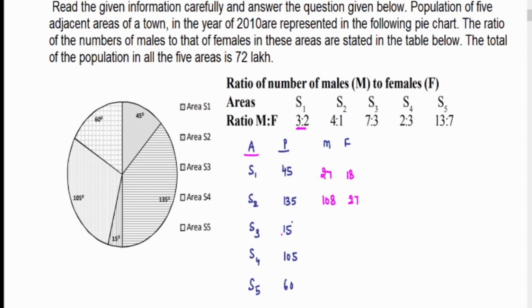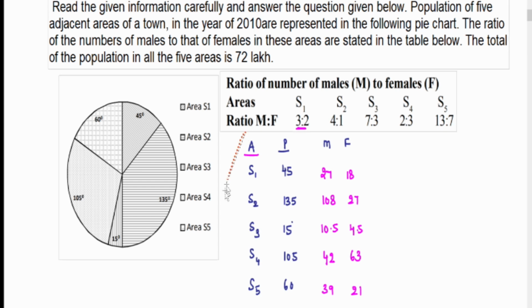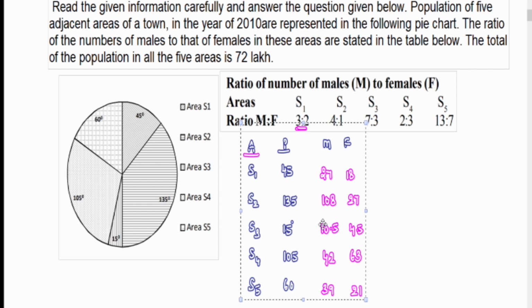7:3, 10 parts. Each part is 1.5. 1.5 into 7 is 10.5. 1.5 into 3 is 4.5. 2:3, 5 parts is 105, each part is 21, 21 2s are 42, 21 3s are 63. 13:7, 20 parts, each part is 3, therefore 13 3s are 39, 7 3s are 21. Now we got this table. So we don't need the data anymore because we have the table here. We'll take the table for the following questions.